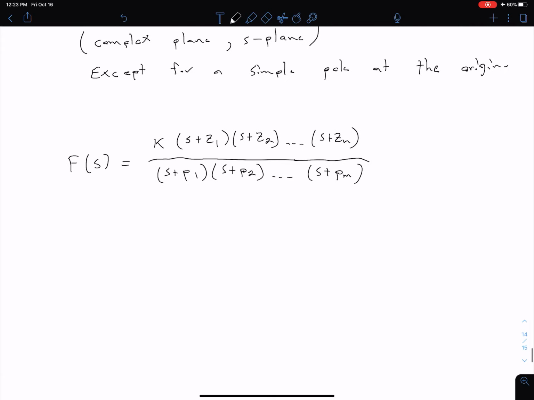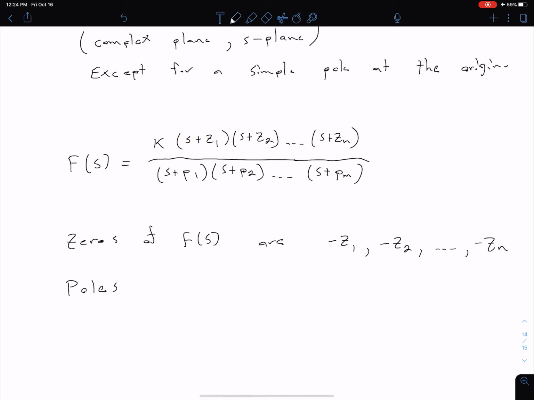And so what we call these things in the general term, as I said earlier, our k is just our constant, but the zeros come from the numerator terms. So we would say that zeros of F of s are at negative z1, negative z2, and so on, all the way to negative z sub n. Basically these zeros are any value of s that make our F of s equal to 0. For example, if we plug in negative z1 here, this whole term in parentheses will go to 0, and therefore our F of s will be equal to 0.